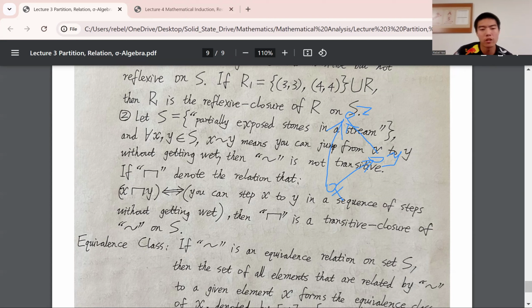But now we're defining a new relation that looks like this. x relates to y in the new relation, which means you can step from x to z in a sequence of steps, so you are not jumping directly, but jumping through some intermediate steps. Then it's a transitive closure, because you make sure it's transitive. You don't define how long the sequence is; it can be very long. If you can jump from x to y and y to z, then you just take x to y to z as a sequence of steps to get to your final position. So that's the logic of it.